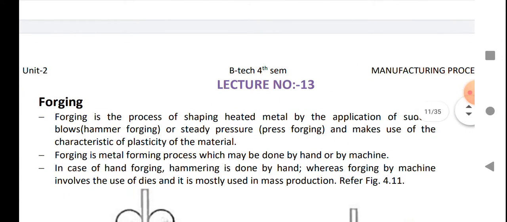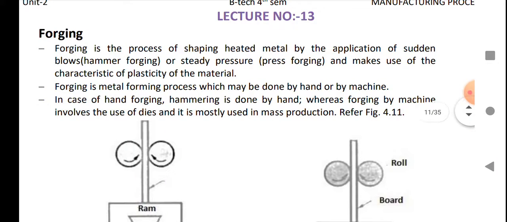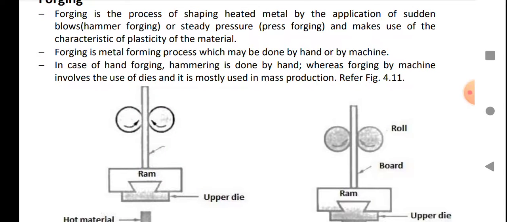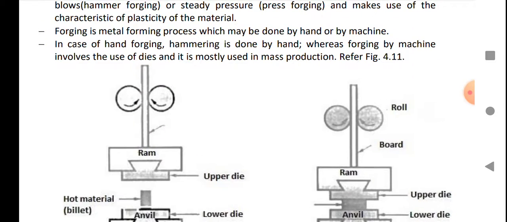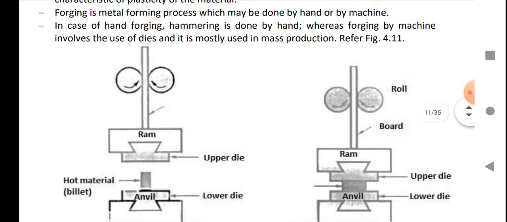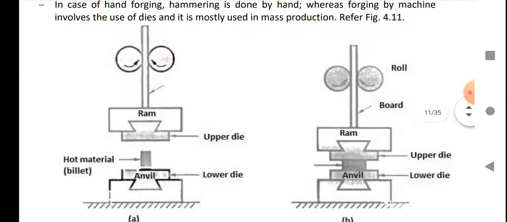The next topic is forging. Forging is the process of shaping heated metal by the application of sudden blows, hammering, or steady pressure, and makes use of the plastic characteristics of the metal. Forging is a metal forming process which may be done by hand or by a machine. In hand forging, the hammering is done by hand, whereas forging by machine involves the use of dies, and it is mostly used in mass production.